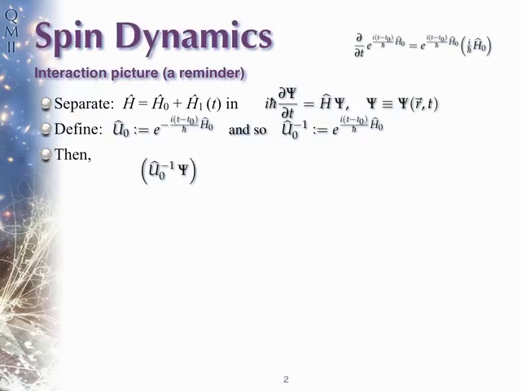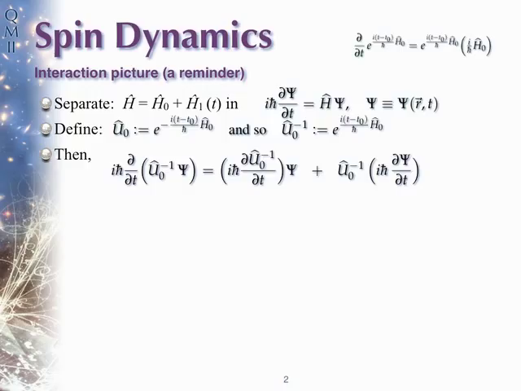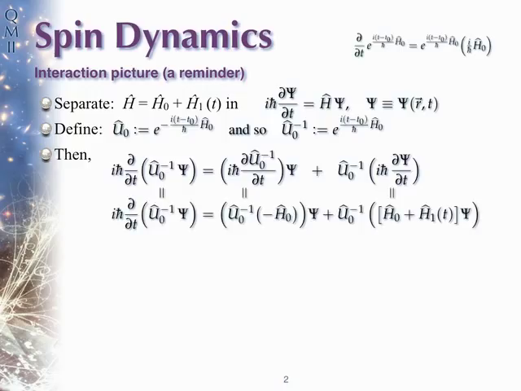and now consider applying this U0 inverse operator on psi as a sort of similarity transformation. Calculate the derivative of that, you get two terms. The first term is just the derivative of the U0 inverse operator, for which you will use the expression up there in the corner. And the second part is the derivative of the wave function itself.